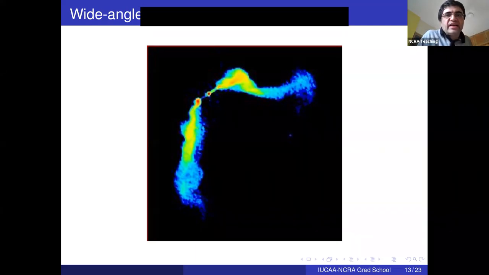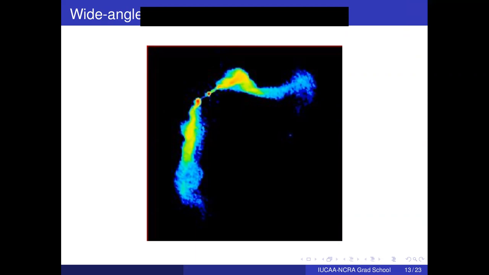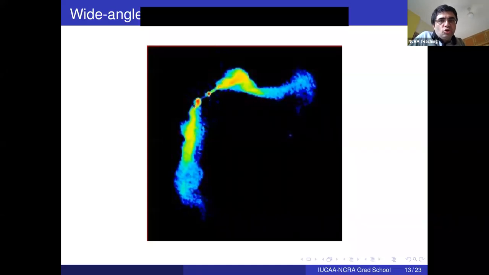Again, here red represents highest intensity and blue represents lowest intensity with yellow and green intermediate. FR2. Why do you think it's FR2? Like there are lobes and we can see the hotspot and the jets are straight that we see. Yeah. So actually it turns out that the jets are only this much. Okay. These are lobes. The lobes are extended. They're not spherical clearly. They're more linear in structure, but the jets are only these.